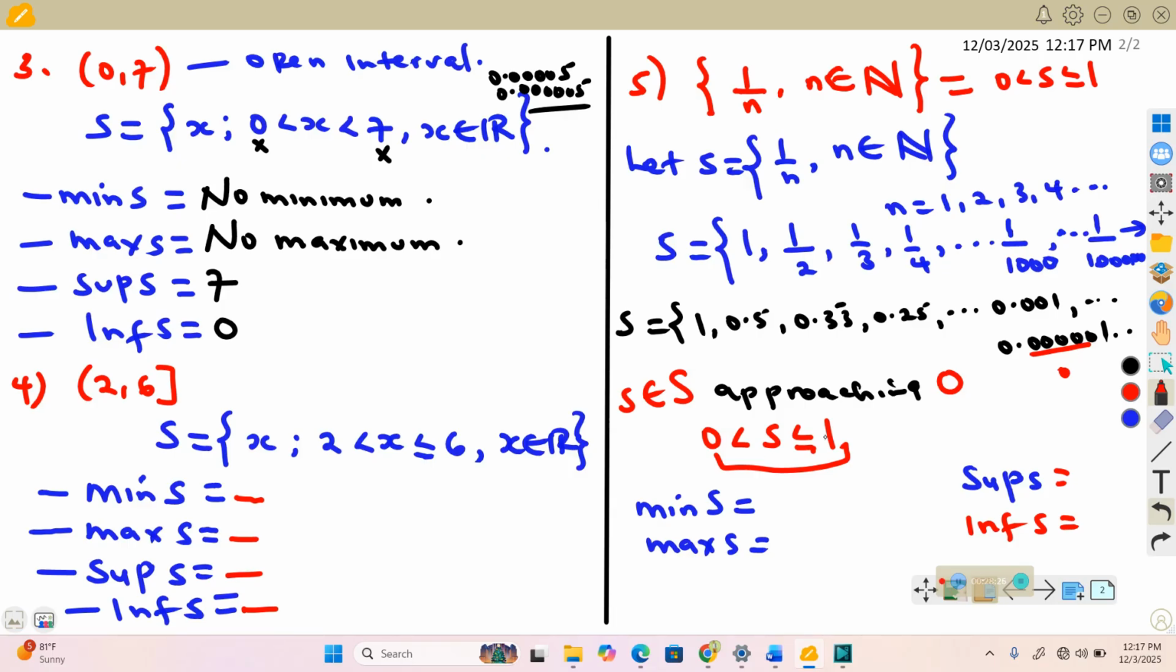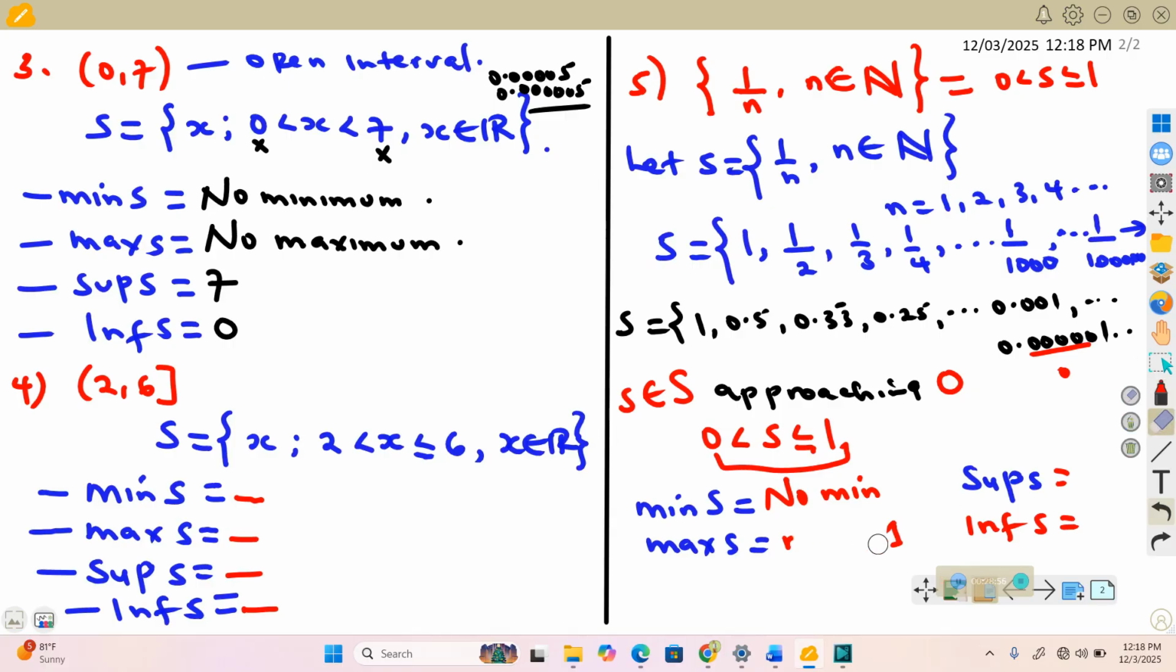So when you look at such an interval, as we have seen in our previous cases, you must be able to see that no minimum exists. There is no minimum because you realize 0 is not part of this set. Then for the maximum, we should be able to tell that one easily. The maximum is 1.